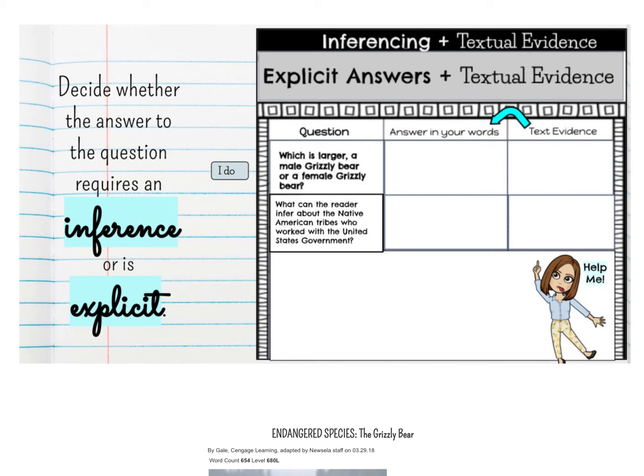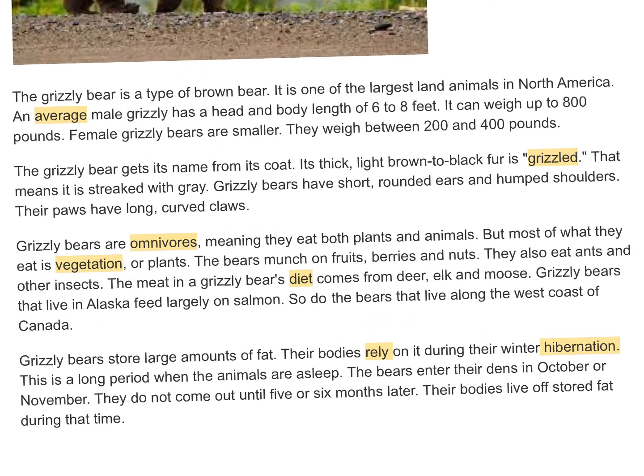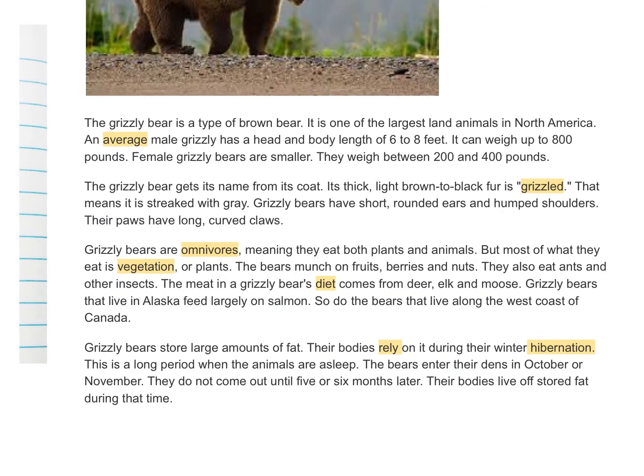But instead, I'm going to go back to the text where I can find my answer. So I'm looking for where the text tells me what is larger. I'm going back to the text. Here I have my text, and I'm looking for which is larger.